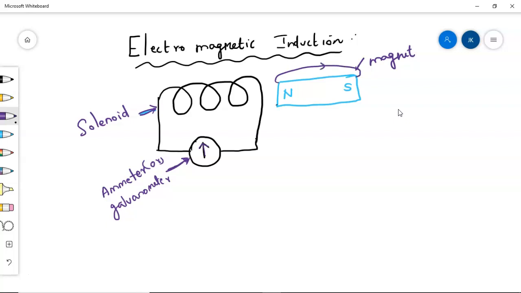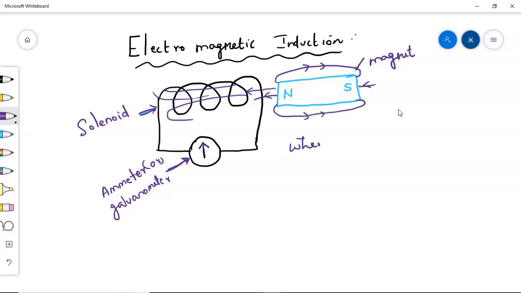It has magnetic field lines from north to south. And when you move the magnet into the solenoid, the magnetic field lines are being cut by the solenoid. The magnetic field lines being cut by the solenoid induces EMF.